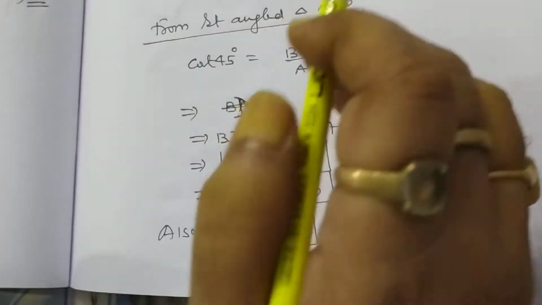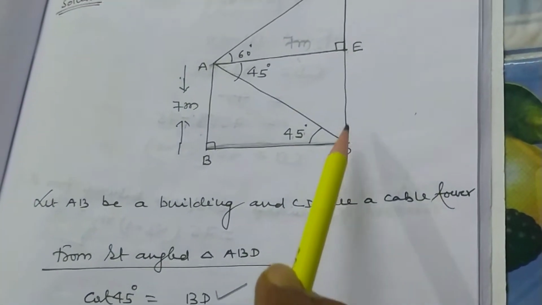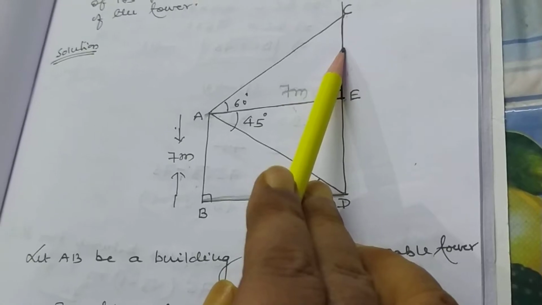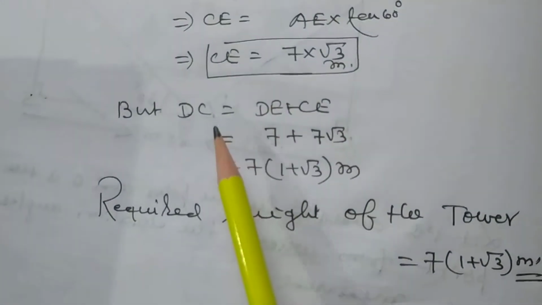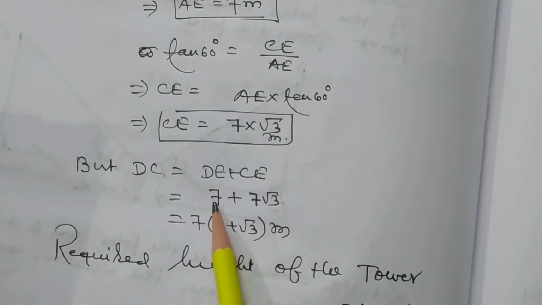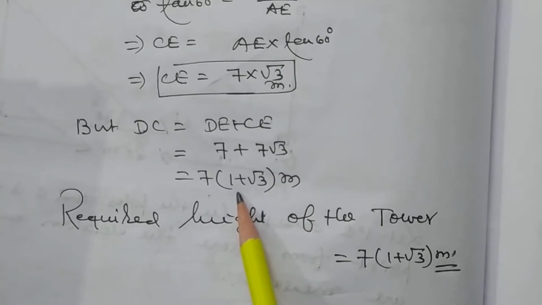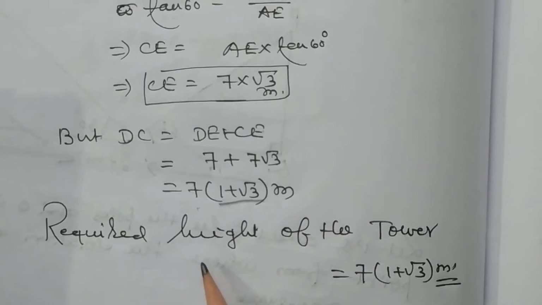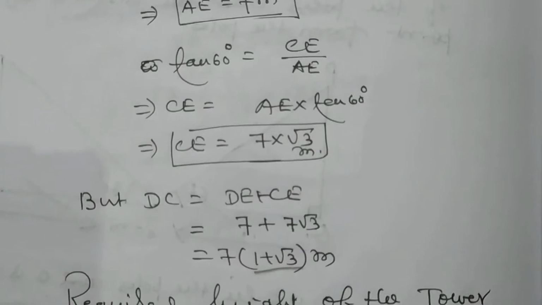But DC is equal to how much? DC is equal to D plus C. D is equal to how much? 7 meter. And C we have already determined, 7 root 3. So DC will be 7 plus 7 root 3. Take common 7. It will be 7 into (1 plus root 3) meter. Required height of the tower is 7 into (1 plus root 3) meter.